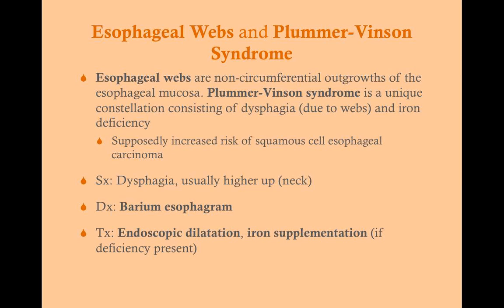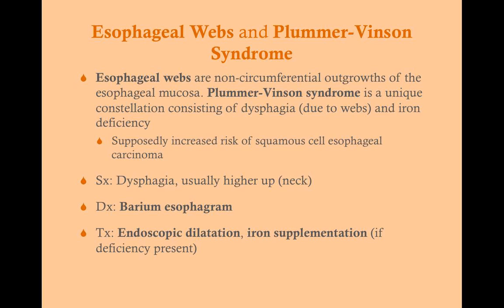So it can be useful in a patient that has webs or has dysphagia to look at their blood work, to take a look at their CBC, see if their hemoglobin is depressed, because that can be useful in possibly seeing whether this is something that might be deeper than just basically esophageal webs. So Plummer-Vinson syndrome is esophageal webs, but it's esophageal webs with iron deficiency.